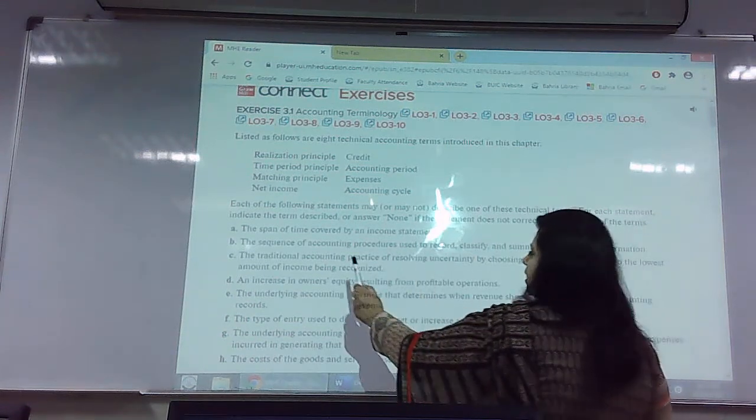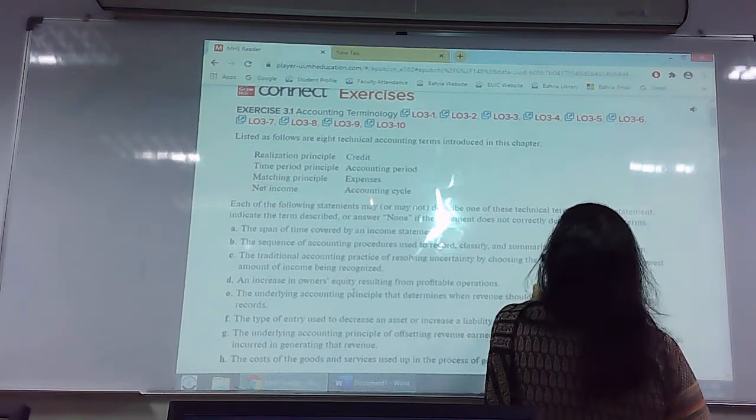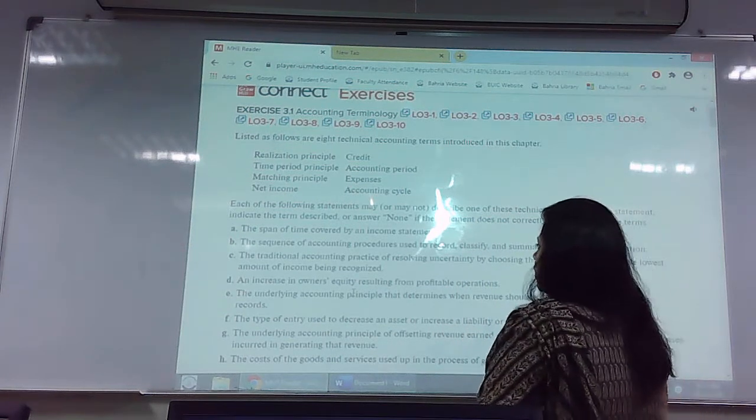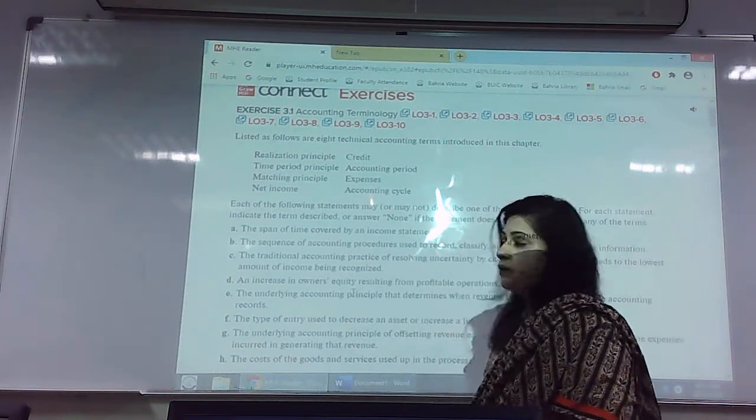Part B says the sequence of accounting procedures used to record, classify and summarize accounting information. And the sequence is naturally, as you know we have been doing it, the accounting cycle.